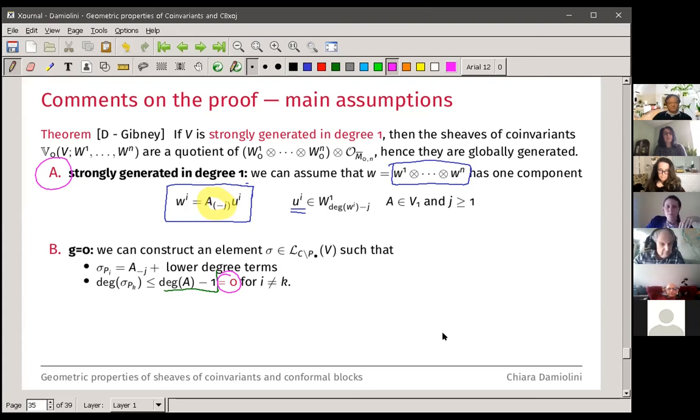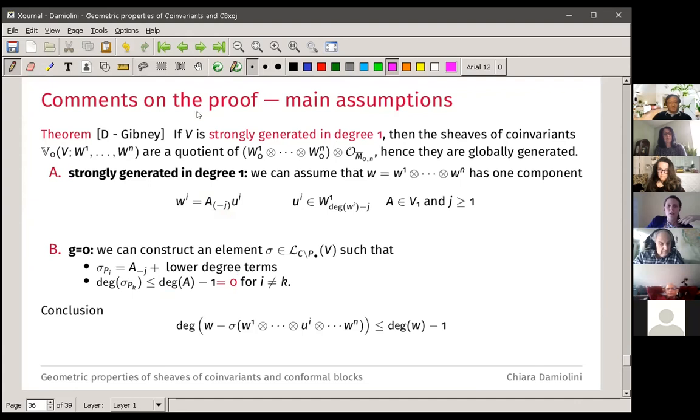And these two conditions together allow us to conclude that if we take the element W that we started with and subtract the image of these other elements, where instead of W_i we plug in U_i, then this element has degree strictly less than the degree I started with. And so we are done by induction on degree, as I said before. So this is the idea of the proof behind it.